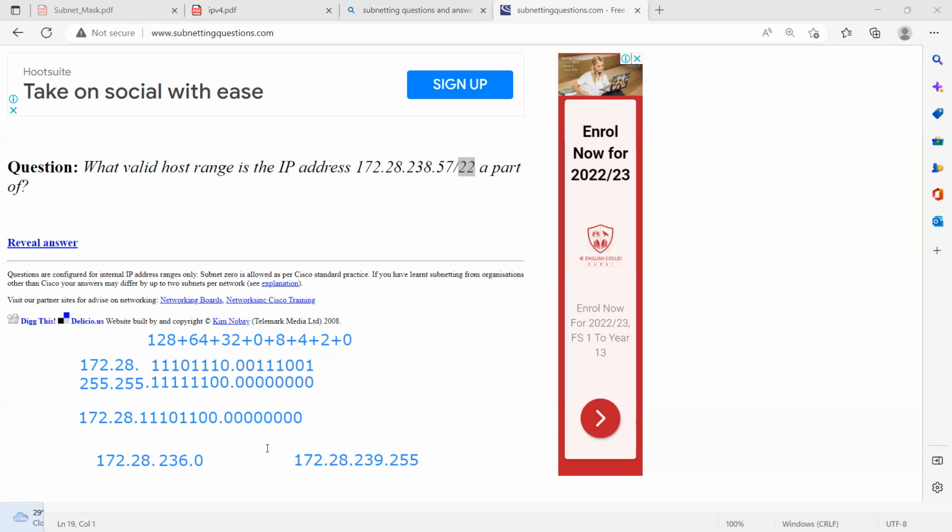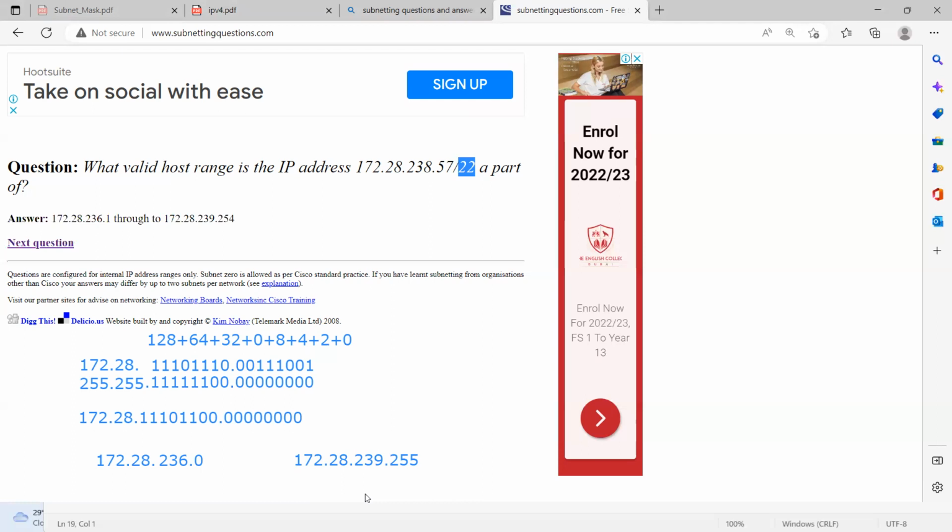Now you know the range. Range is one more than this and one less than this. Okay, so the network IP is this, broadcast IP is this, range is one more than that, one less than this. Okay or not okay? That is the range. Here 236, 1 because 1 more than this, 2. And 172.28.239.254, one less than this. Agree? That is what they said.